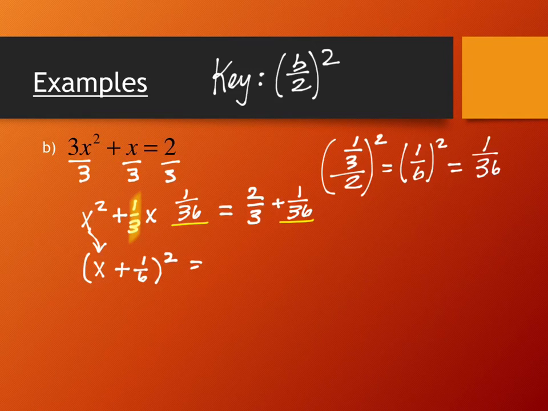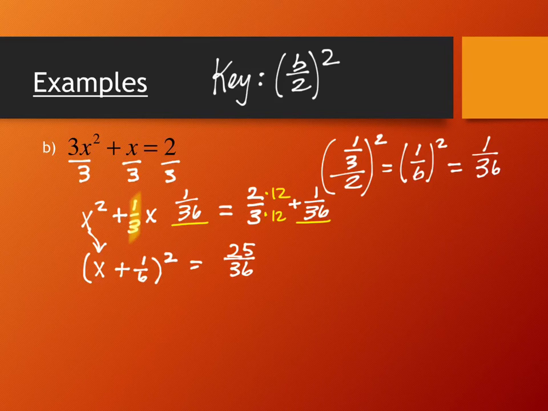Now on the right-hand side, you do have to get a common denominator in order to add these together. So I do need to multiply this by 12. So I have 2 times 12 is 24. 24 plus 1 is 25. So 25 over 36 is what I have on the right.